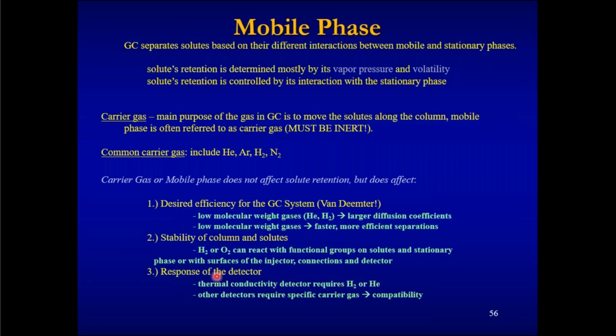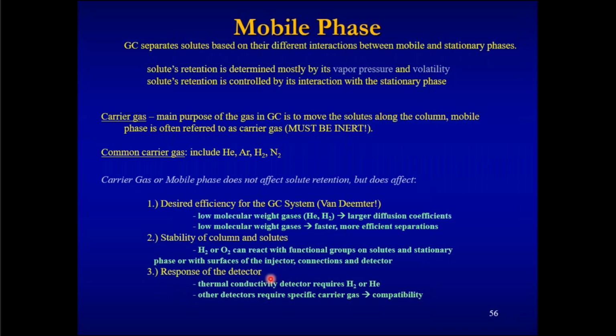Secondly, the mobile phase can also affect stability of columns in situ. Suppose the mobile phase is hydrogen or oxygen, it can react with functional groups and solutes and stationary phase or with surfaces of the injector, connections, and detector. Any of these types of interactions will definitely affect the separation of your unknown sample.